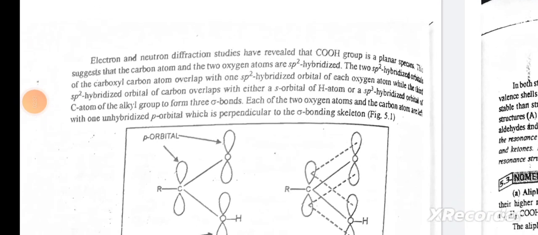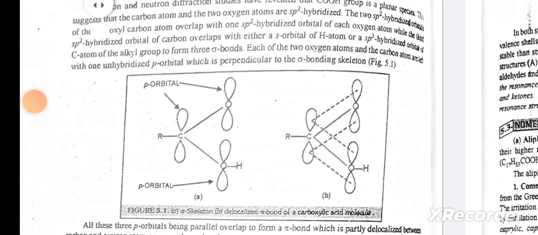Electron and neutron diffraction studies have revealed that the COOH group is a planar species. This suggests that the carbon atom and the two oxygen atoms are sp2 hybridized. The two sp2 hybridized orbitals of the carboxyl carbon atom overlap with one sp2 hybridized orbital of each oxygen atom, while the third sp2 hybridized orbital of carbon overlaps with either an s orbital of H atom or an sp3 hybridized orbital of C atom of the alkyl group to form these sigma bonds. Each of the two oxygen atoms and the carbon atom are left with one unhybridized p orbital which is perpendicular to the sigma bonding skeleton.